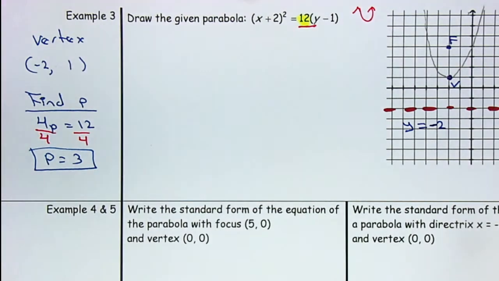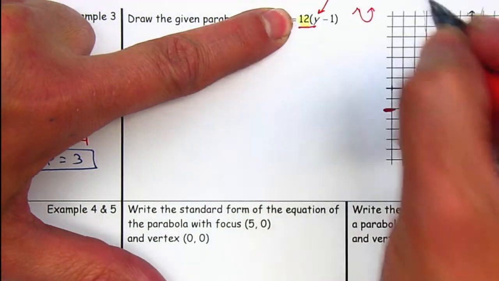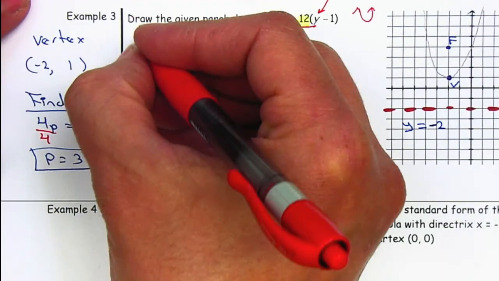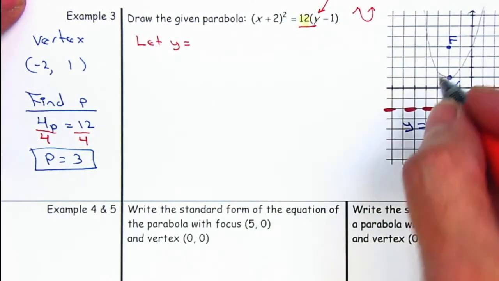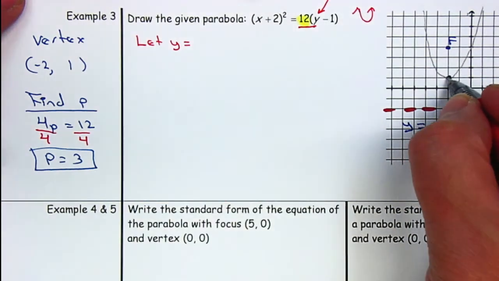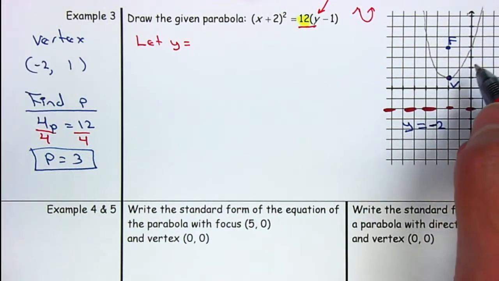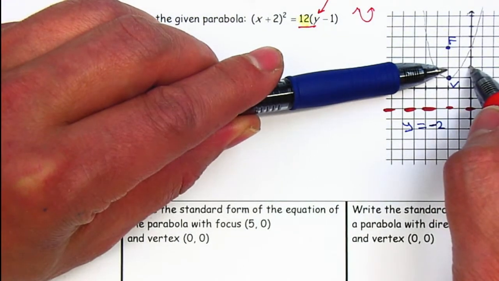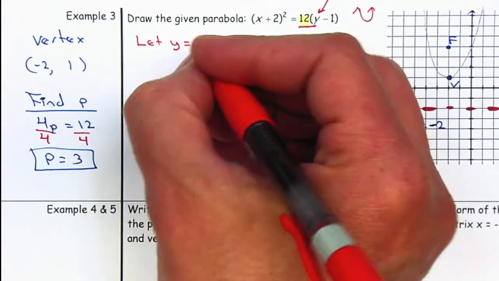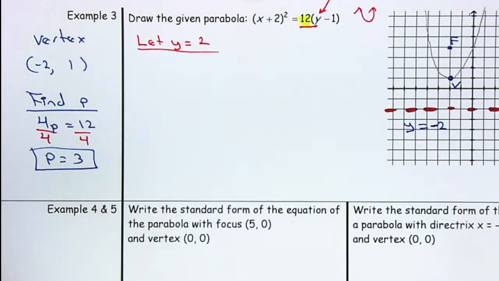Now I need to be able to find different points on the parabola. Because the y is on the right hand side, I'm going to let y equal different values. I'm always going to go inside the parabola, so I'm going to go from my vertex inside. What is the y value? That is 2, correct? So from here, I'm going to go inside, and that is the corresponding y value. I'm going to let y equal 2, and that will give me this point and this point right here.